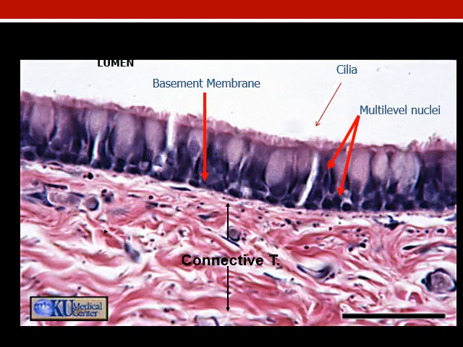This picture also shows the pseudostratified epithelial tissue. We can see that there are multi-level nuclei and different shapes of nuclei, small nuclei and elongated nuclei. Also, we can see the basement membrane that separates the epithelial tissue from the connective tissue.